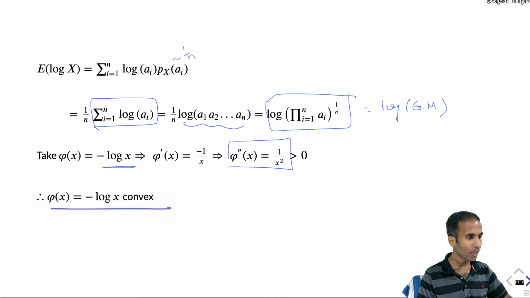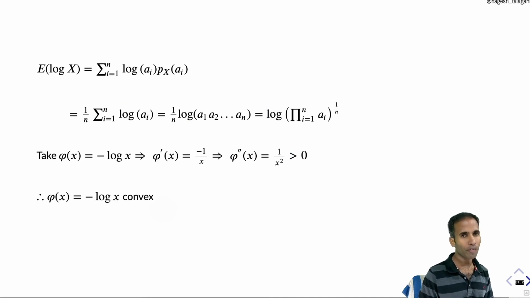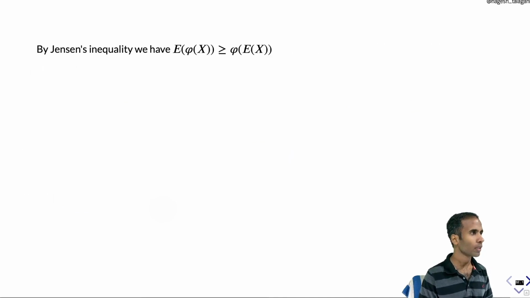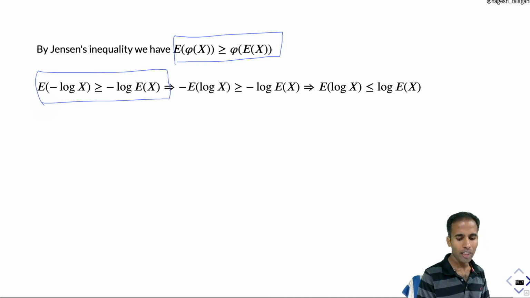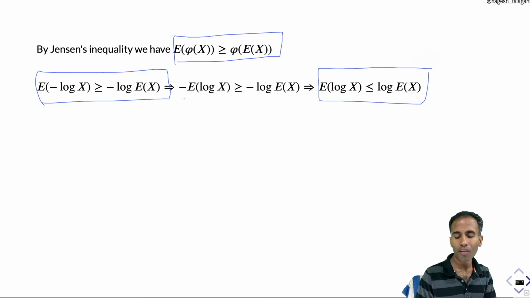Now let us apply Jensen's inequality for this convex function minus log x. By Jensen's inequality, we have expectation of phi of x greater than or equal to phi of expectation x. Now let us apply it for our convex function minus log x. So we have expectation of minus log x greater than or equal to minus log of expectation x, and expectation of minus log x we can write as minus expectation of log x. If you cancel out the minus, then the inequality will be reversed. You will end up with this: expectation of log x less than or equal to log of expectation x.